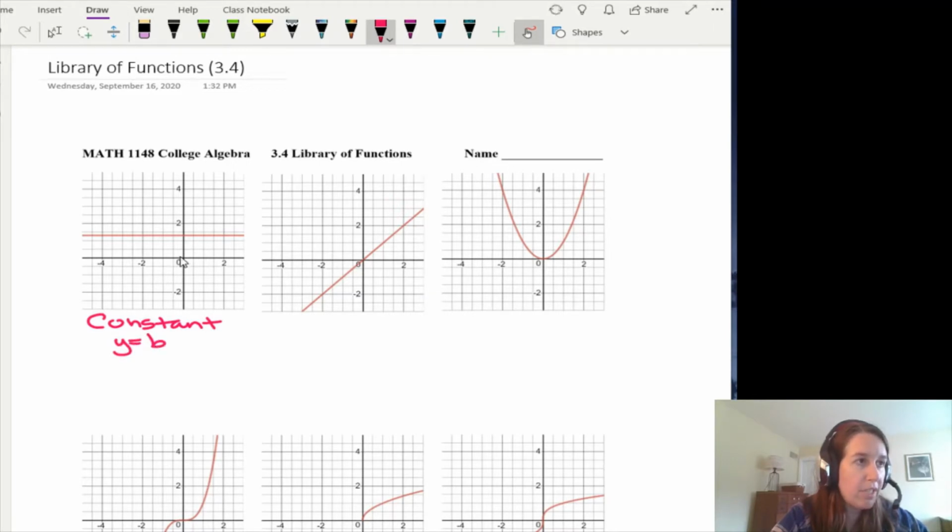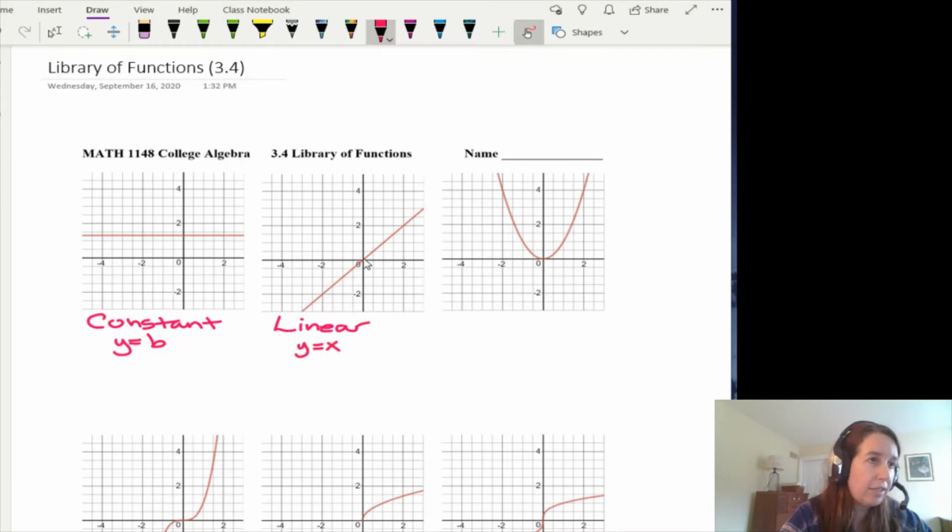Notice that in this case it's like y equals, well, there's 2, so it's actually less than 2, but maybe more than 1. But you can't exactly tell. So y equals b. And notice that that's just a horizontal line. The second function is called a line or the linear function. The basic function of it is just y equals x.